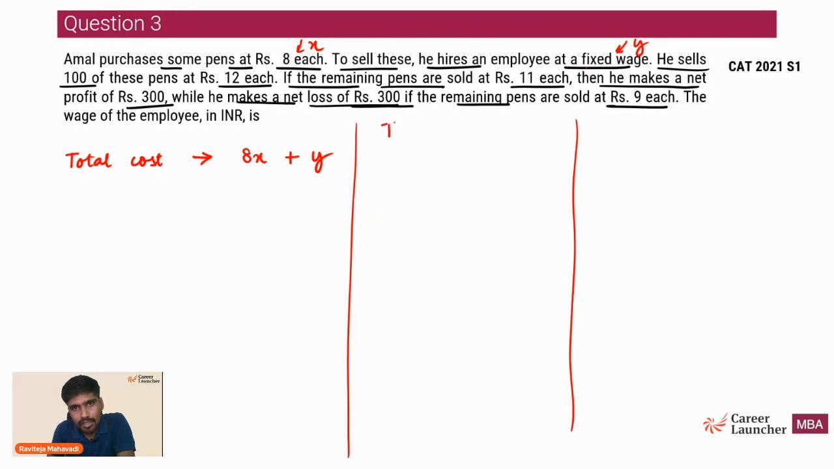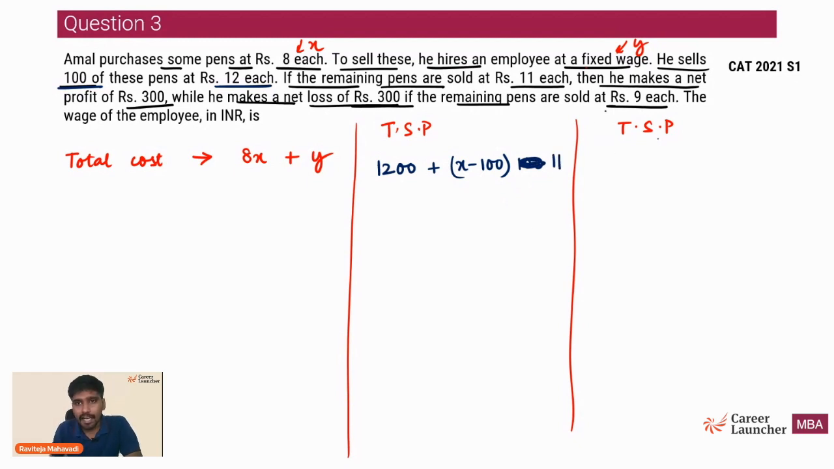Let us look at the total selling price in scenario 1, total selling price in scenario 2. So in scenario 1, how many are you selling? You are selling 100 out of these pens at 12 rupees each. So 1200 is what you are making out of those 100 pens. You are left with x minus 100 pens, which you are selling at 11 rupees each.